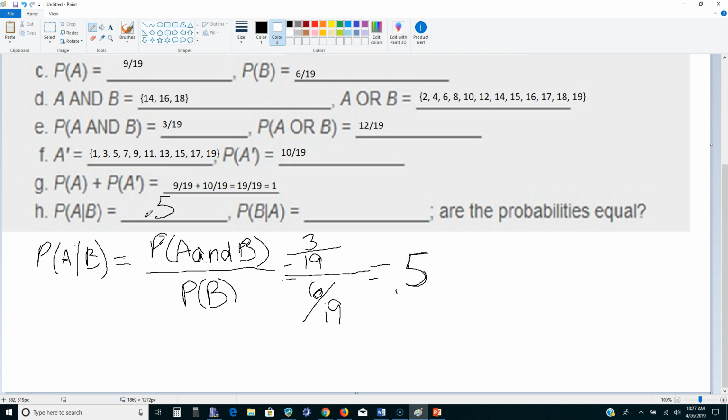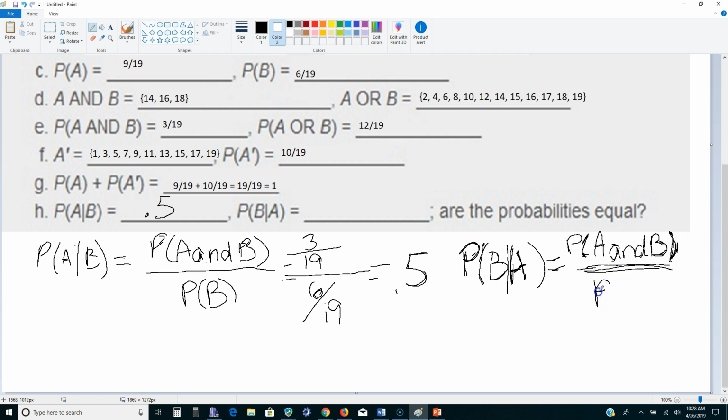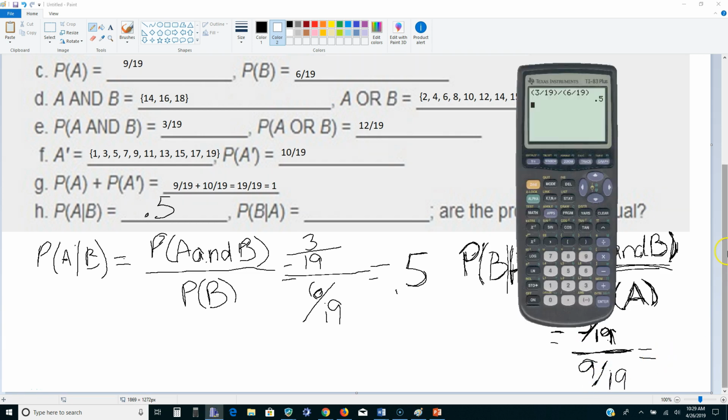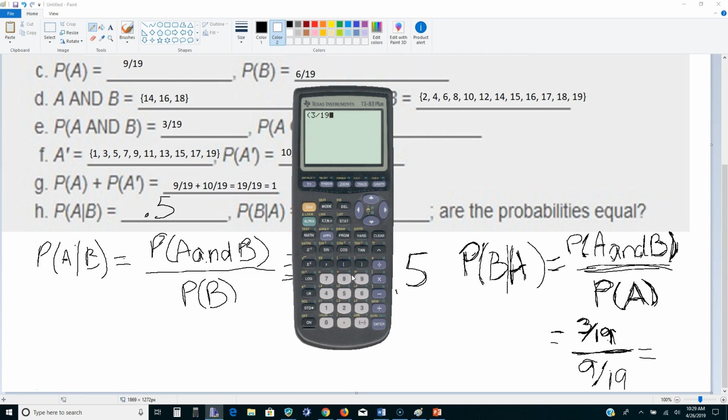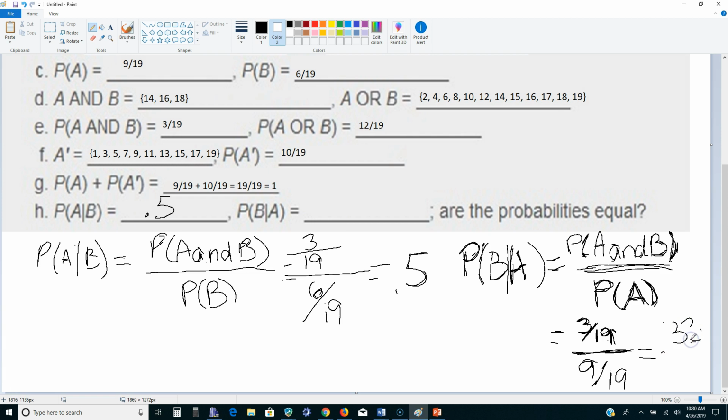Next, we are going to do what is the probability of B given A. So it's the same thing. We do the probability of A and B over, this time it's the probability of A. Okay, so for this one, we already have the probability of A and B, it's 3 over 19, divided by the probability of A, which is 9 over 19. So again, let's put that in our calculator. So now we are going to do 3 divided by 19, close our parentheses, divided by parentheses, 9 divided by 19, close parentheses. 0.33333, which I know as a fraction is 1/3, but we can leave it as a decimal. And then it asks us, are the probabilities equal? The answer is a big resounding no.